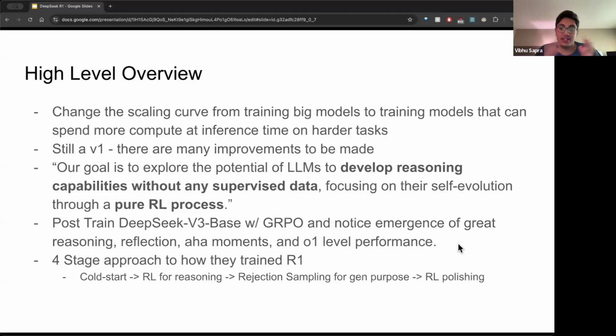And then they start to notice these emergent capabilities that come out. There's great reasoning that starts to come out. So you don't train on reasoning data, but dang, you get reasoning. You just train on hard questions, hard data. Then reflection starts to become a thing. So the model starts to reflect, like think on its actions, thinks on its steps. It has these aha moments where it's like, oh shoot, that's crazy. This is what the right step is. And then it continues, and you get O1-level performance.